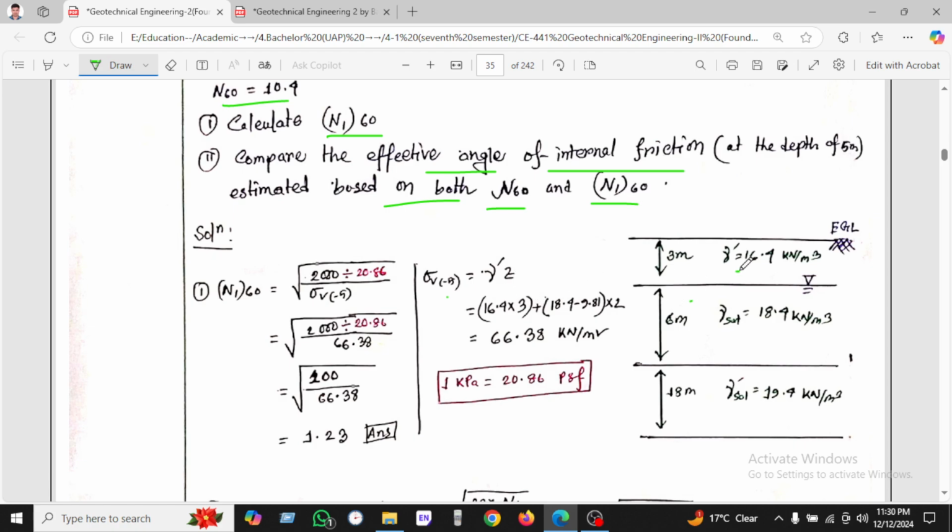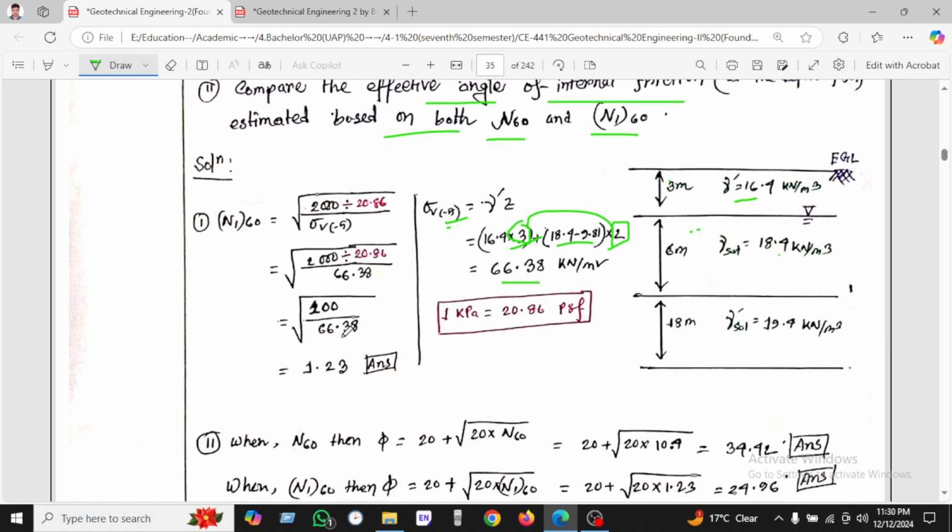N1 prime is 16 into 3 and 5, so 18.1 minus 9.1 and into 2. So 3 plus 2, that will be 5. So we will calculate for 5 and found 66.38 kilonewton per meter square. Now we will put this value here and found the value. It is given there that the unit is kilonewton per feet. That's why we will use 100 divided by PA and found 1.29.